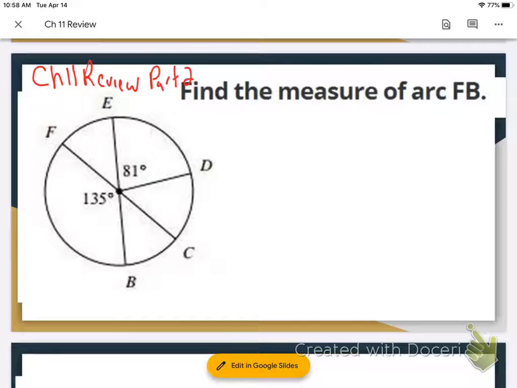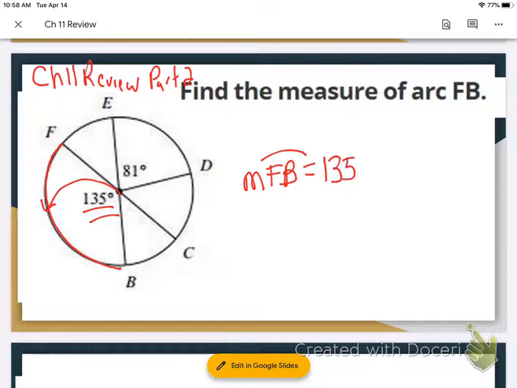Okay, Chapter 11, Review, Part 2. So now it says find the measure of arc FB. So remember, to find the measure of the arc, it depends on what angle we're given, if it's an inscribed angle or a central angle. We see here we have a central angle, and that means that the arc and the central angle have the same measure. So the measure of arc FB is going to be the same thing as the central angle, which is 135 degrees. Okay, next.